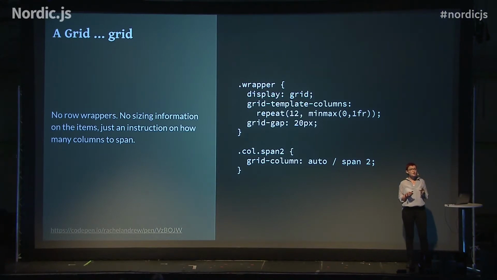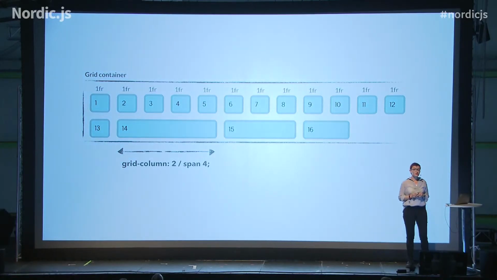And then all I need to do on the actual items is say how many of those tracks they span. I don't have to deal with sizing information on the item, because grid layout sorts that out for me on the track level, which is really what you want if you're asking for a grid. So it's a very different concept. It's a different way of thinking about things.